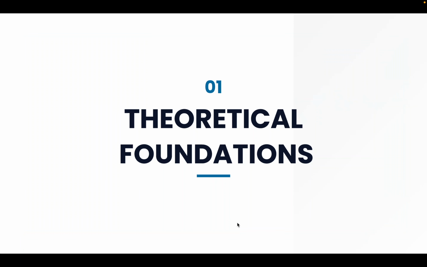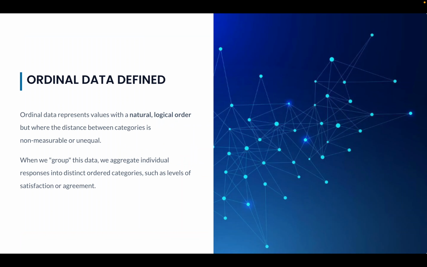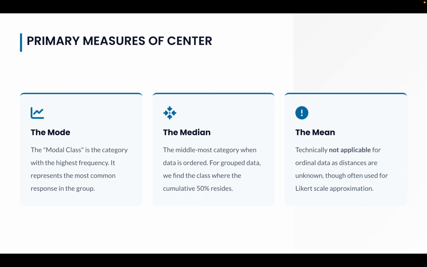So, first, number one, our foundations. What is ordinal data? Ordinal data represents values with a natural logical order, but where the distance between categories is not measurable or equal. When we group this data, we aggregate individual responses into distinct ordered categories such as levels of satisfaction or agreement. These are what we are going to use to find the measures of center: the mode, the median, and the mean.